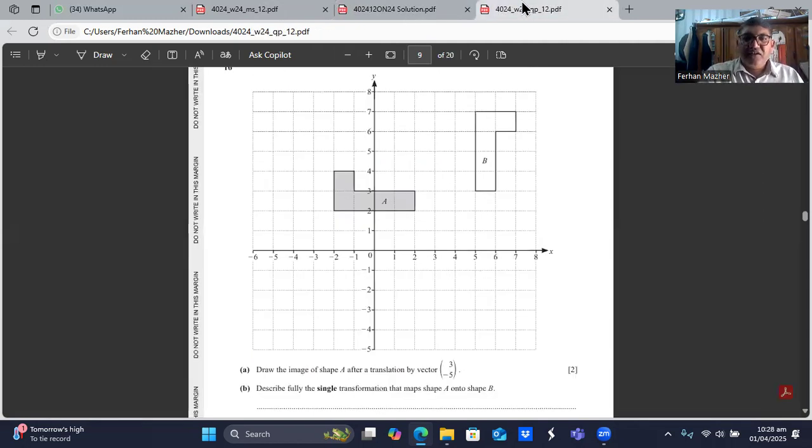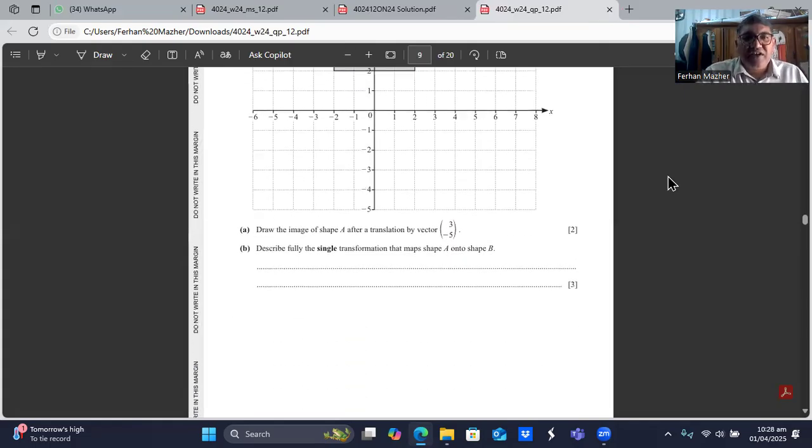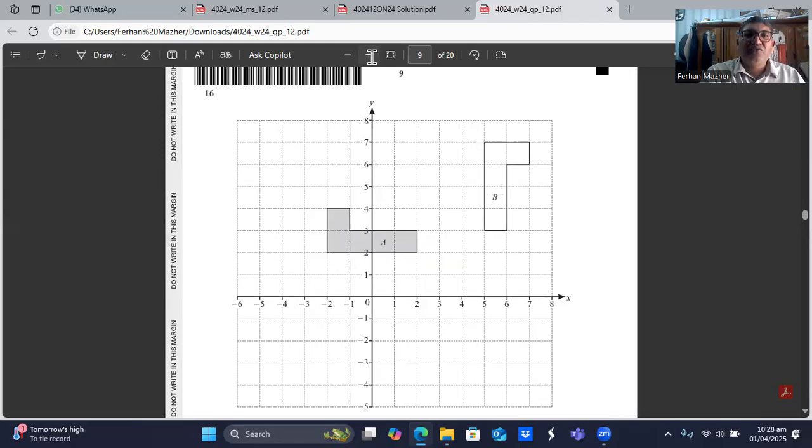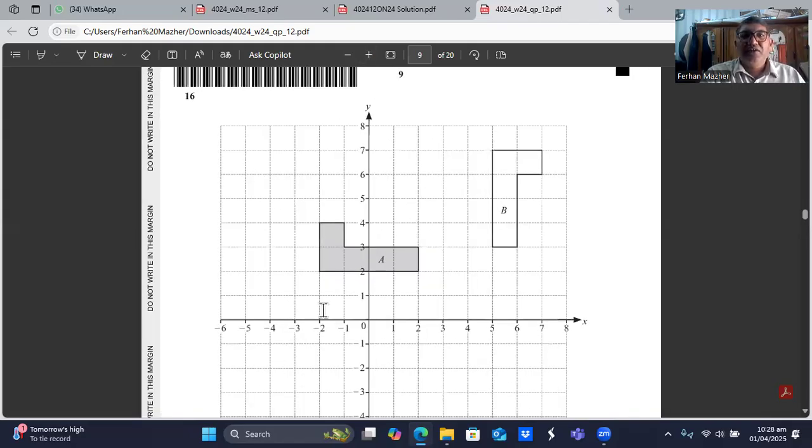Then they say, describe fully the single transformation that maps shape A onto shape B. You can see it went like this. So basically this has rotated. This crowbar moved like this. So this is a rotation. It's clearly a rotation.